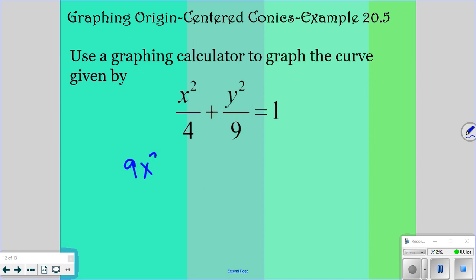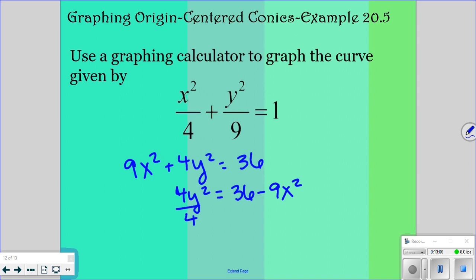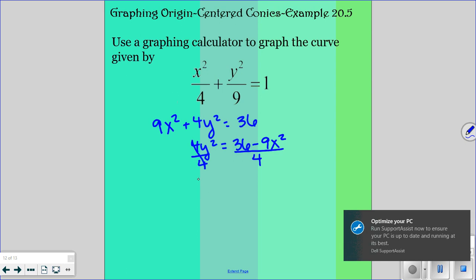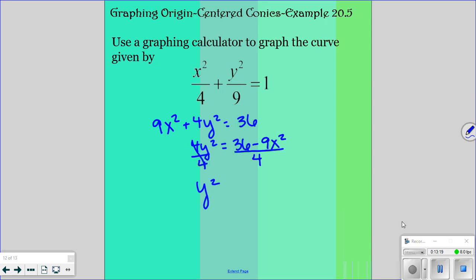So that's going to become 9x squared plus 4y squared equals 36. So 4y squared equals 36 minus 9x squared. And then divide by 4. And so you can write it all over 4, or you can make 2 separate fractions. Either one is fine with me. And then from there, y squared will equal, you can either leave it as this whole one fraction or make it 9 minus 9x squared over 4. Either one will work.